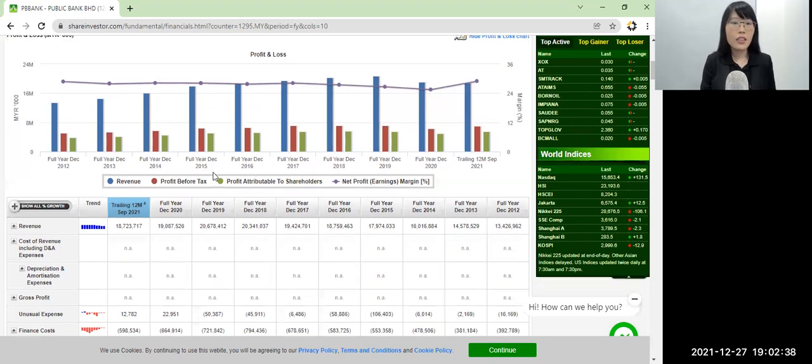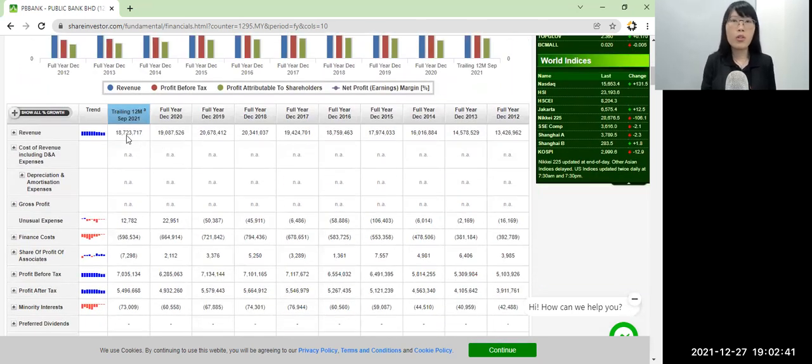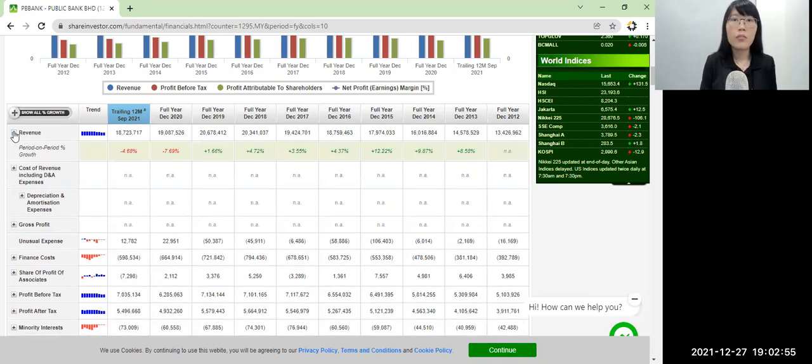So for Public Bank, the trailing 12 months to September 2021, okay, the revenue declined and stood at negative 4.68%, okay.